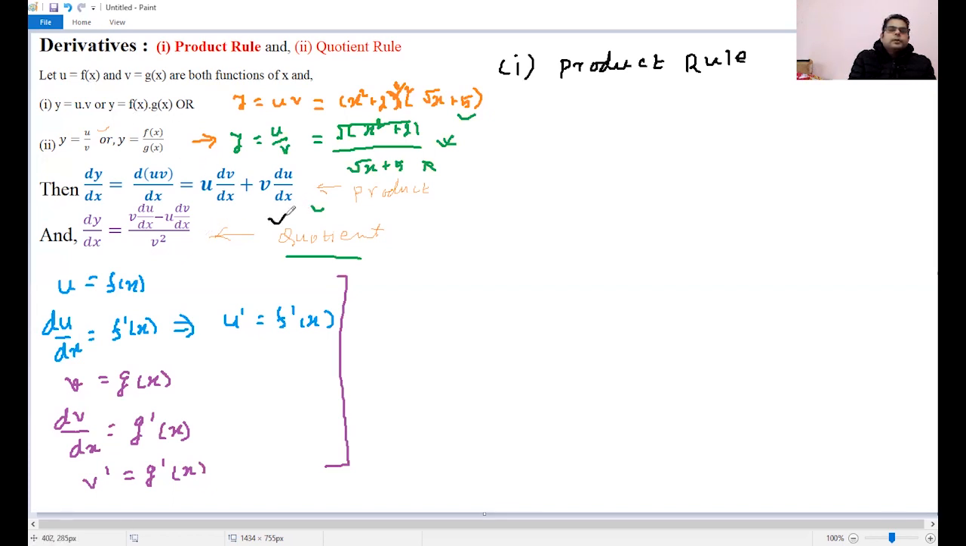So we have to prove this formula. We have y equals u times v, and we have just seen that u and v both are functions of x. If you like, you can also write y equals f(x) and v equals g(x). And now, by first principle, or by the definition of the derivative, you should have knowledge of this sort of thing first of all.